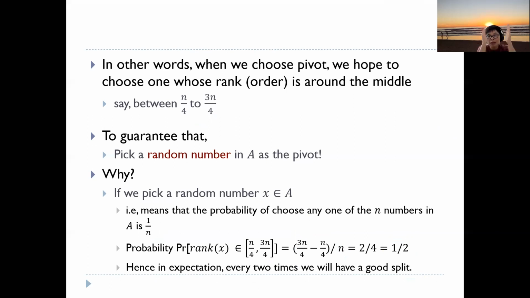The reason is that if that happens, then every time a split happens and we recurse on a subproblem, we can eliminate a constant fraction of the numbers. That would help us reduce the size very fast, intuitively. And to guarantee that this would happen most of the time, we pick a random number as the pivot, because when you do that, with half chance, this will give you a good split. That means on average, half of the time you get good splits. So that's the idea.